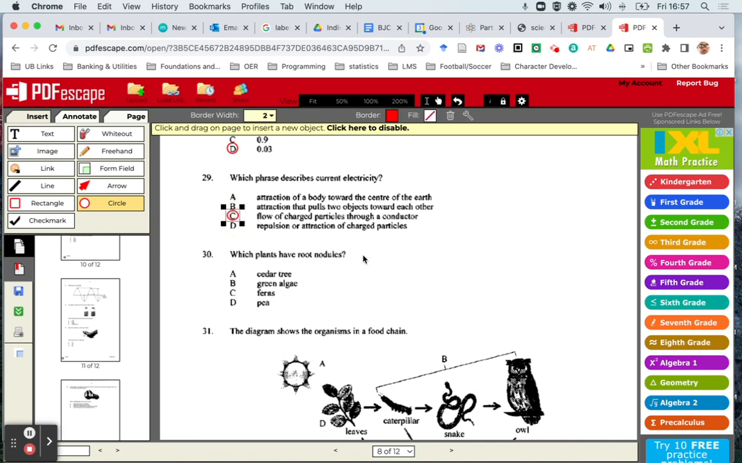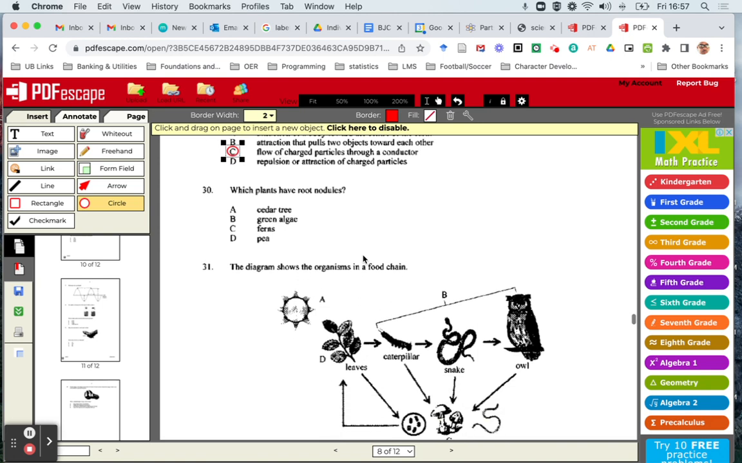Which plants have root nodules? Which plants have root nodules? I am going to go with a fern.